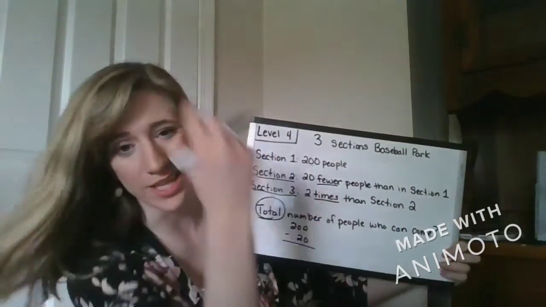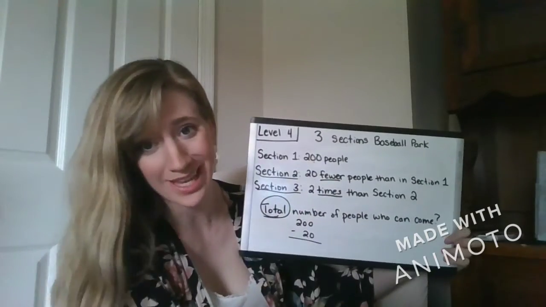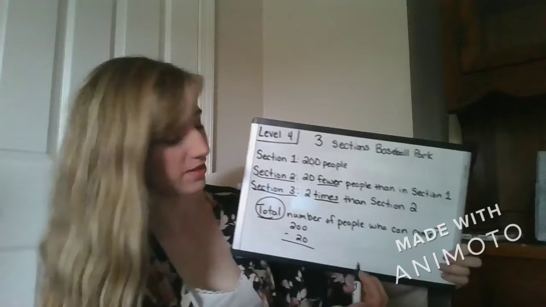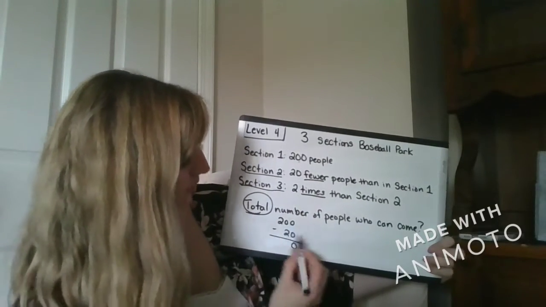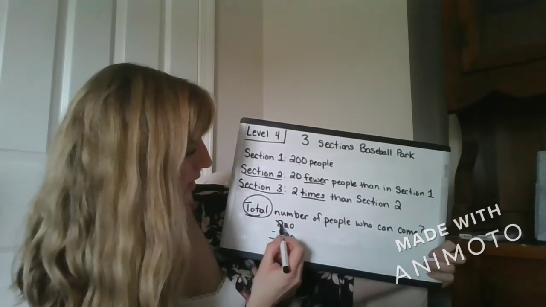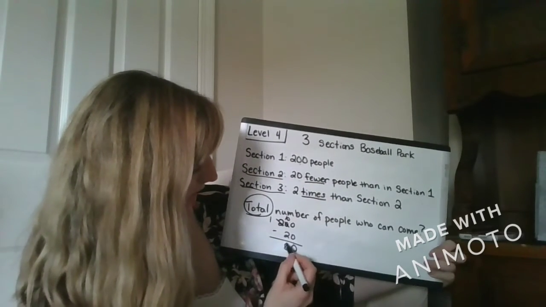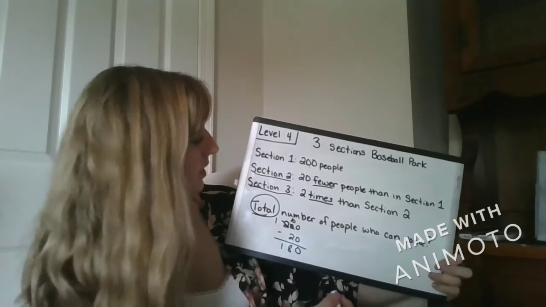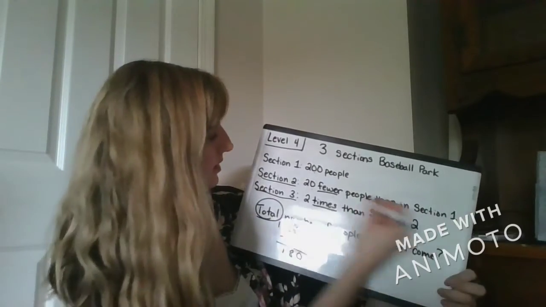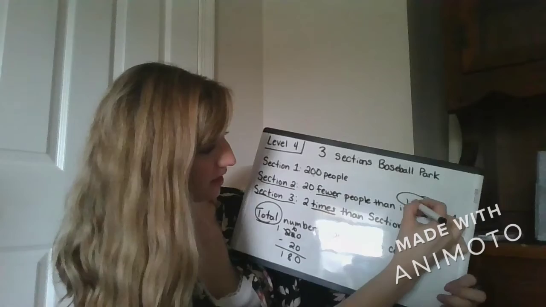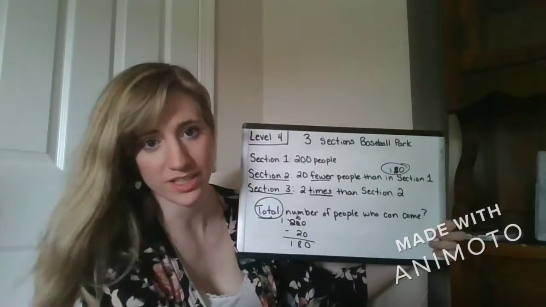Okay, you can either do that mentally in your head, you just already know the answer, or let's just go ahead and let's borrow and everything. 0 minus 0 is 0, 0 minus 2 I can't do, so I have to borrow from the hundreds, that becomes 10. 10 minus 2 is 8, that's 1. Alright, so now I know that section 2, this section right here, is 180.